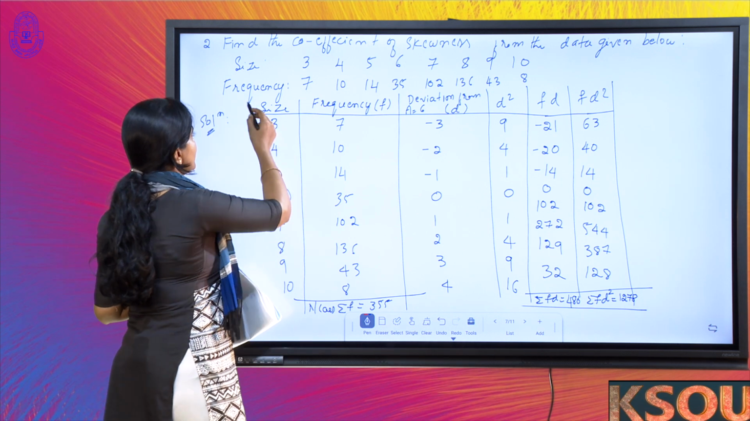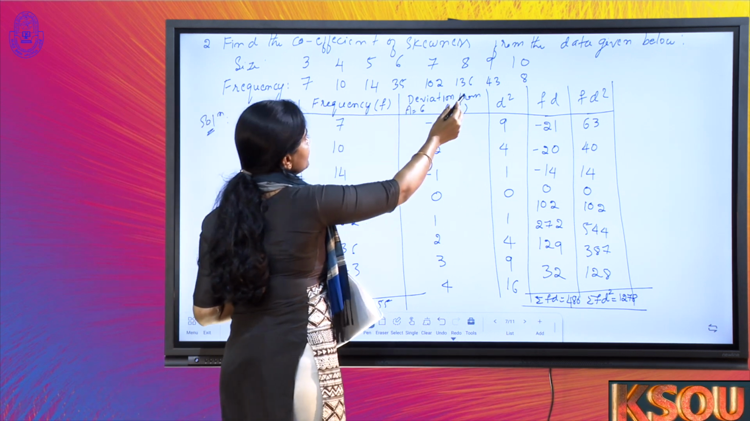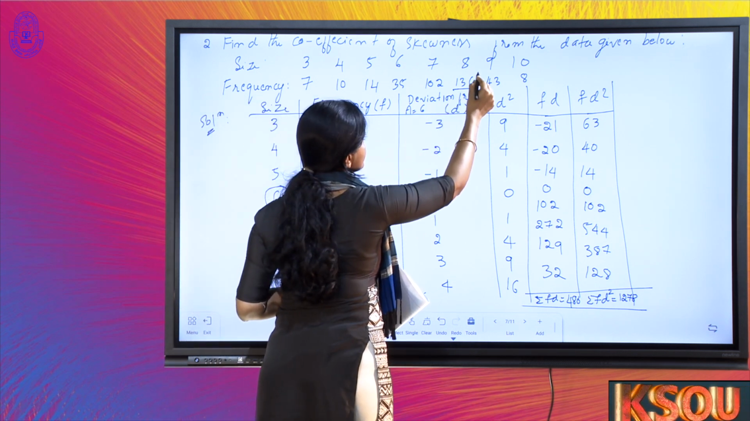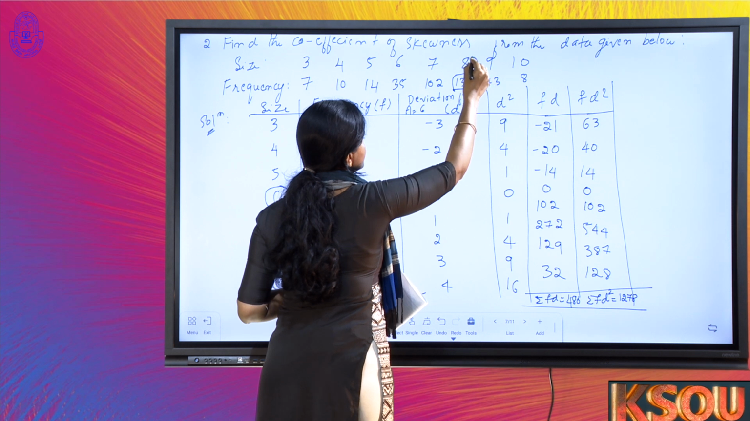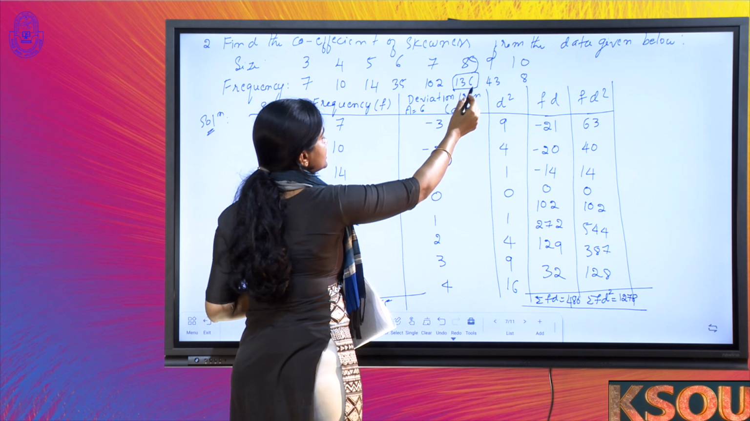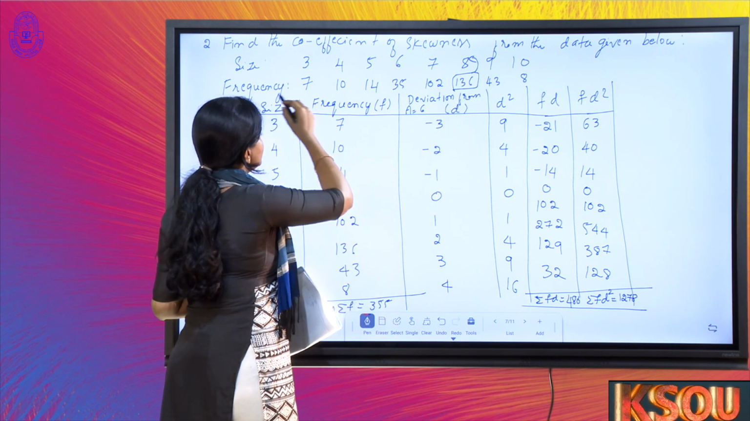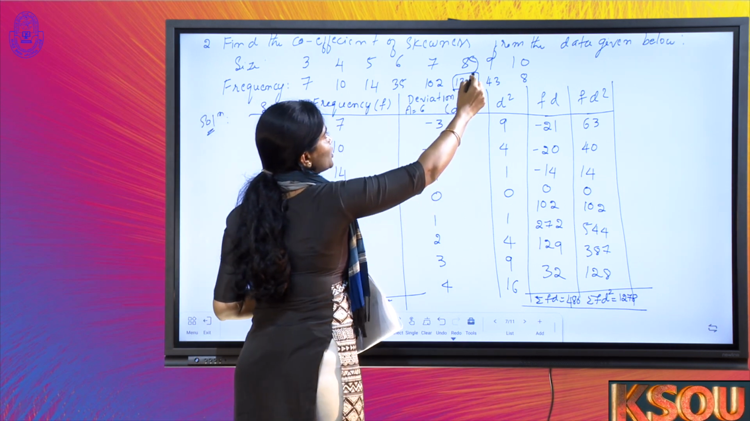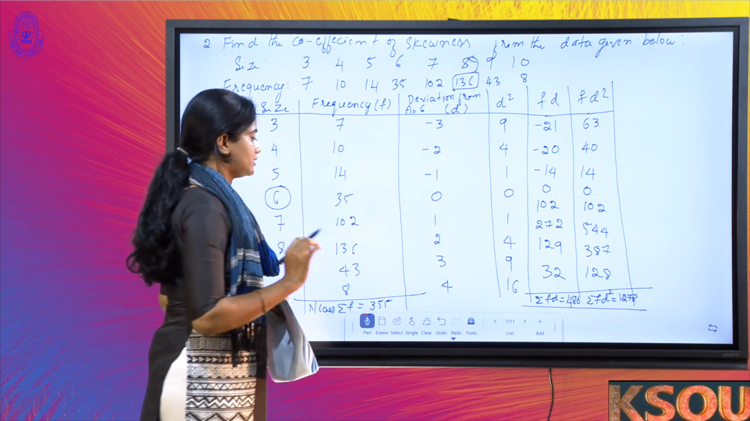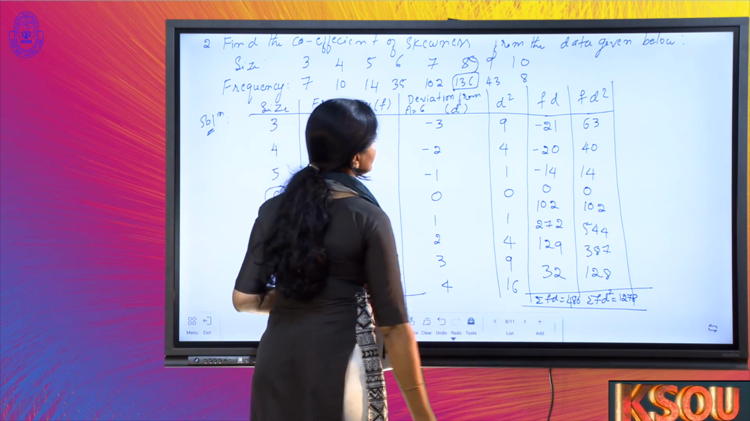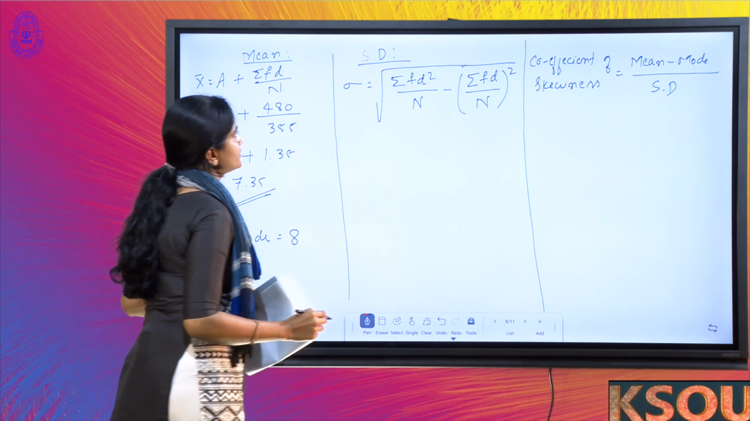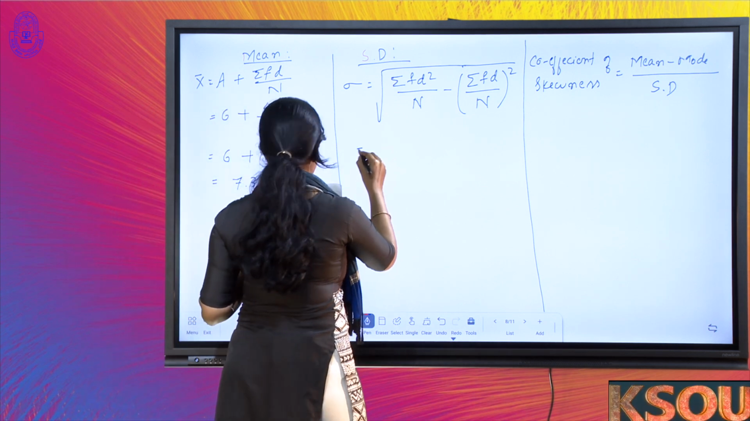So we will have to take the highest frequency value here. Which one is the highest frequency value? 136. So we will have to consider the corresponding x value as the mode. That is, if we consider 136 as the highest value among these frequency values, then the corresponding x value is 8. So that 8 is nothing but the mode here. Take mode as 8, then you can calculate the standard deviation value.